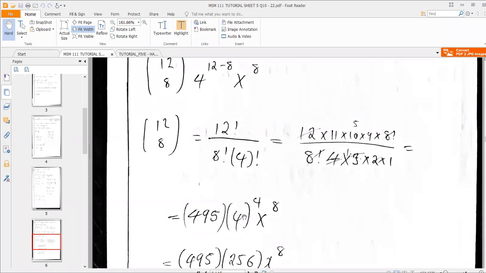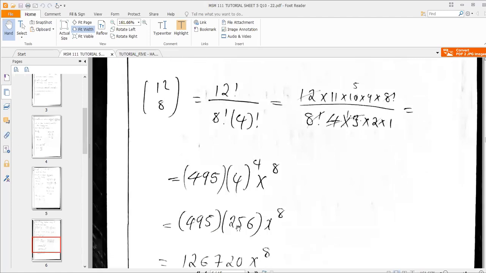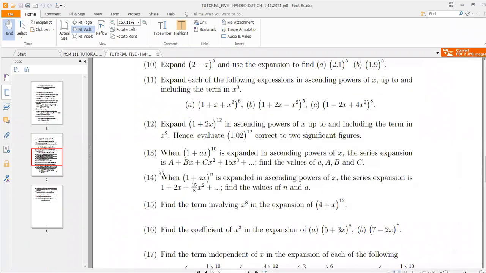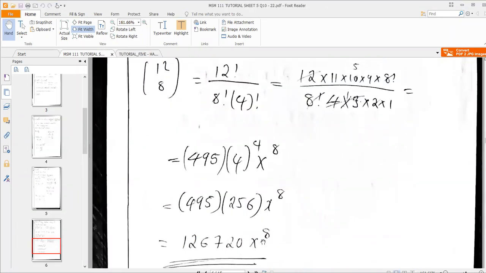So when you have this 4 to the power 4, you're having 256. So now when you have this, you just multiply these two. When you multiply these two, we're having this figure here, times x to the power 8. So we have managed to answer this question, question 15. Find the term involving x to the power 8. So this is the term which is involving x to the power 8. That's how you go about solving that question. Any questions, please?